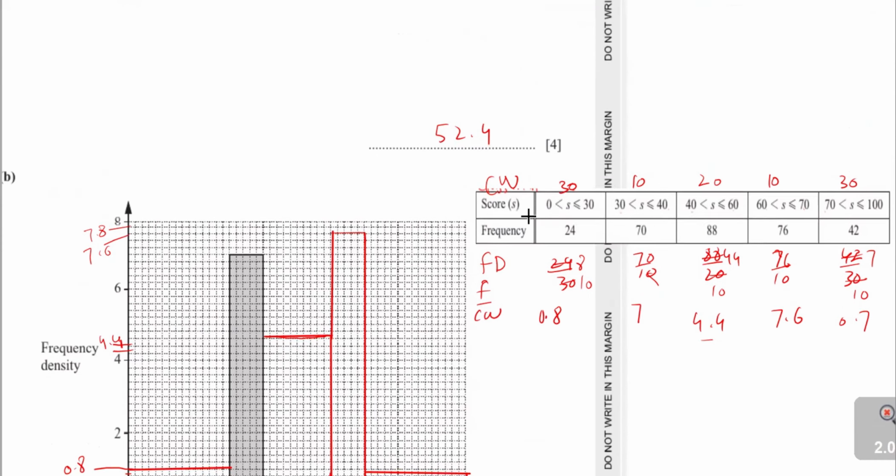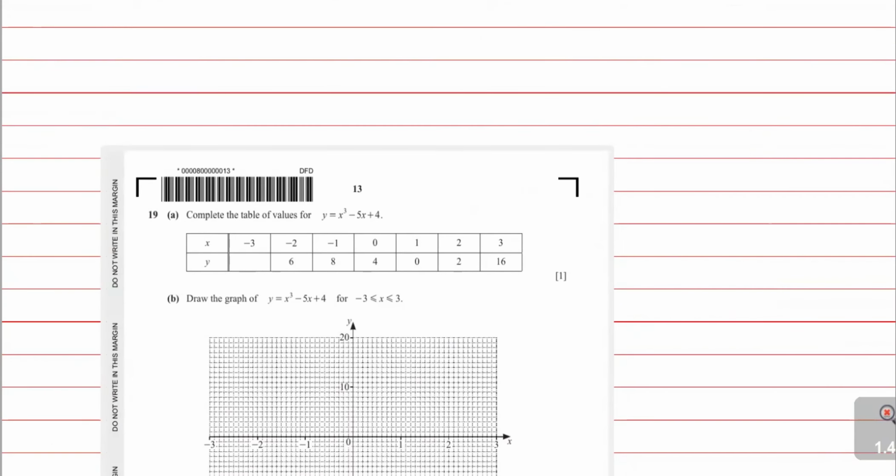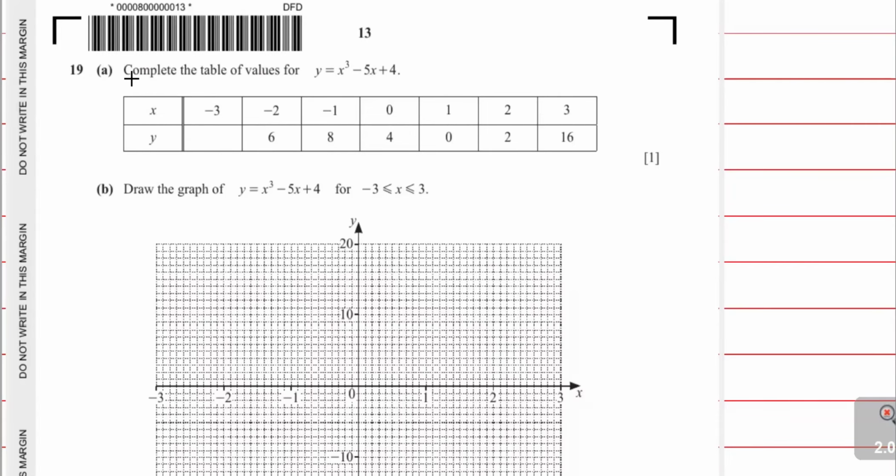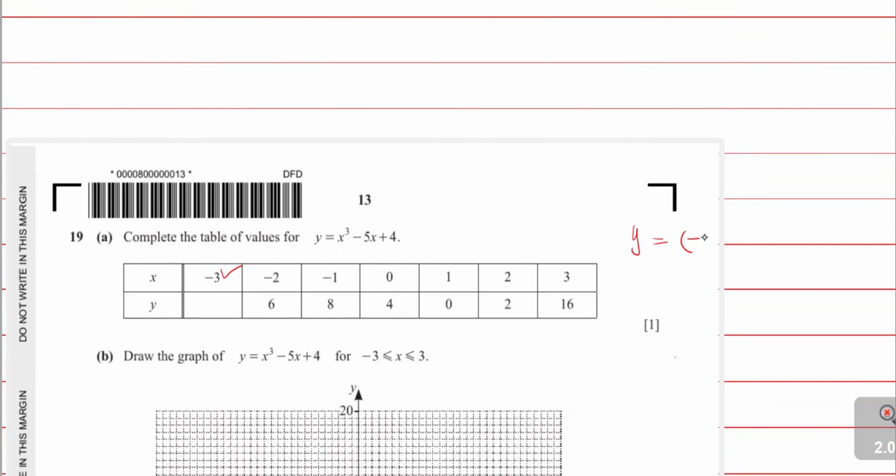Next we move to question number 19. Question 19, part A, complete the table of values for y equal to x cube minus 5x plus 4. To complete the table, we will substitute x equal to minus 3 in this equation. We write minus 3 cube minus 5 into minus 3 plus 4. This value is minus 27 plus 15 plus 4, which is equal to minus 8. We write here minus 8.